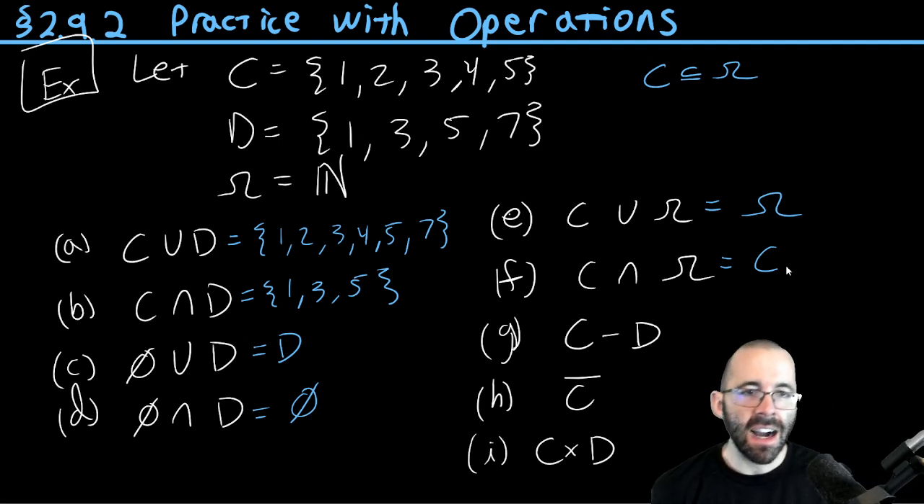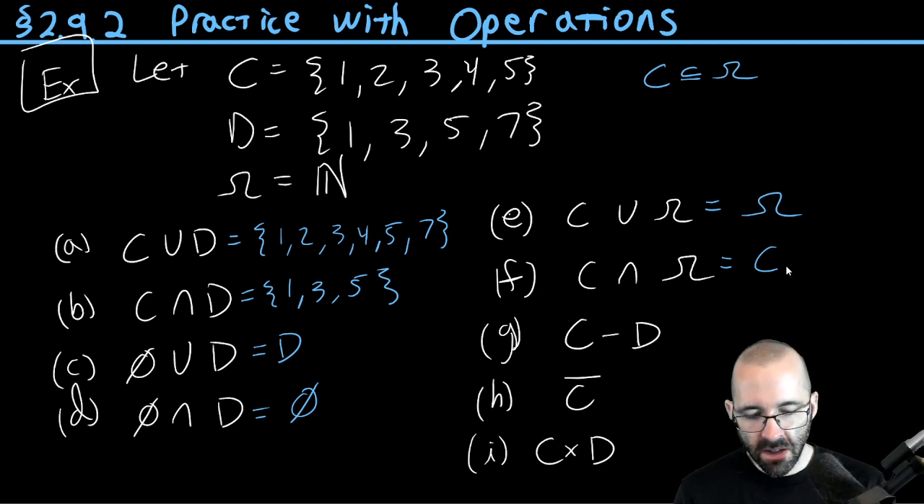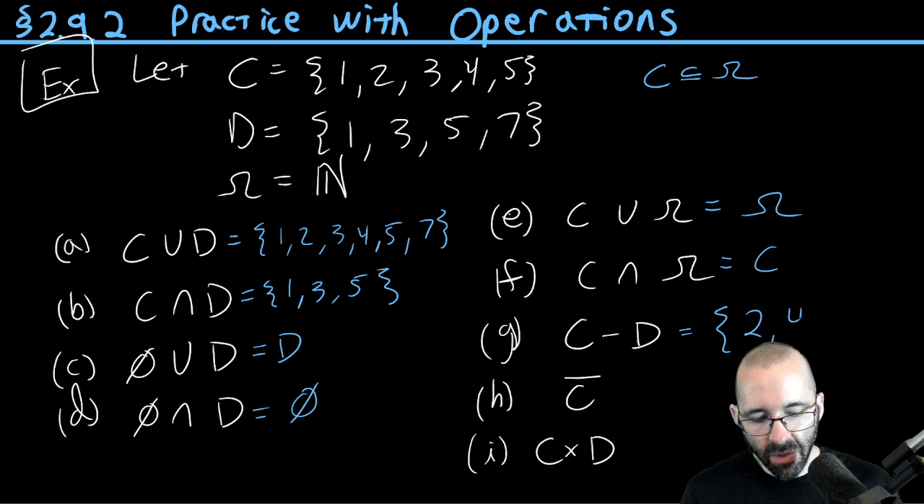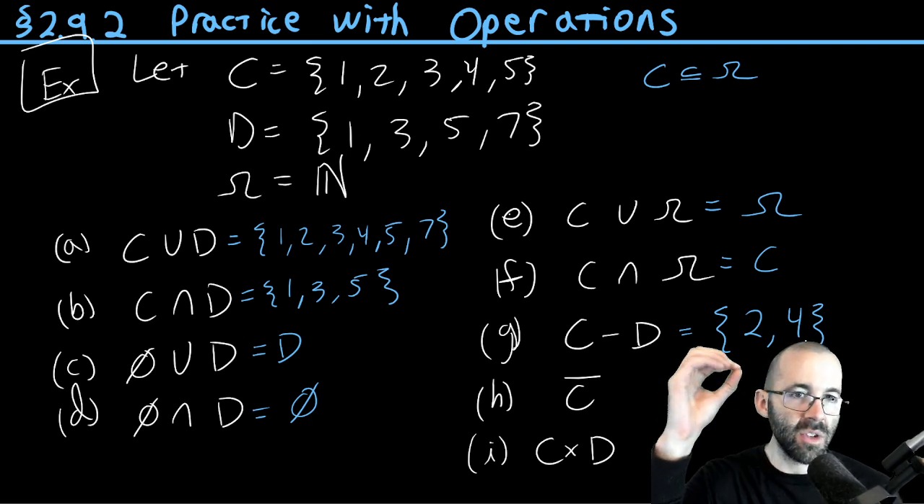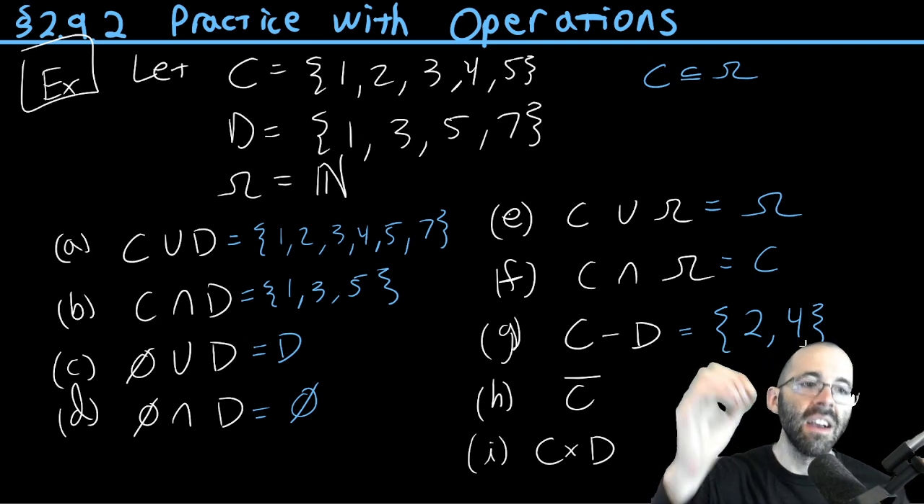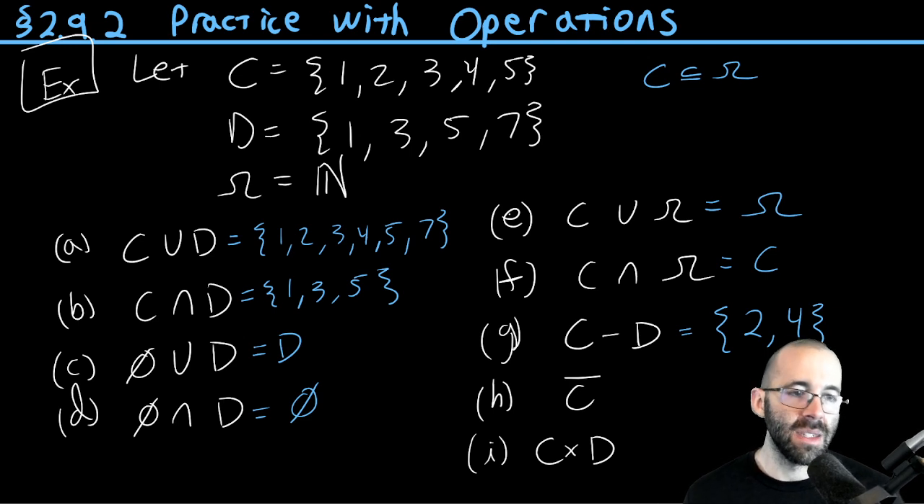What is in C that's not in D? Well, remember, these are the things that are in both. We will have to write this one out. So 1, 3, and 5 are in both. So we need all the elements of C that are not also in D. So we can't have 1, 3, or 5. We subtract 1, 3, and 5 out. We're only left with 2 and 4. That's what happens when you take C, 1 through 5, and get rid of the stuff that's also in D.